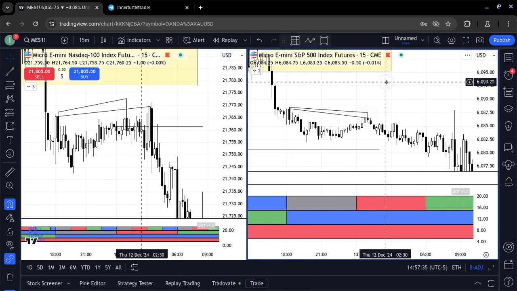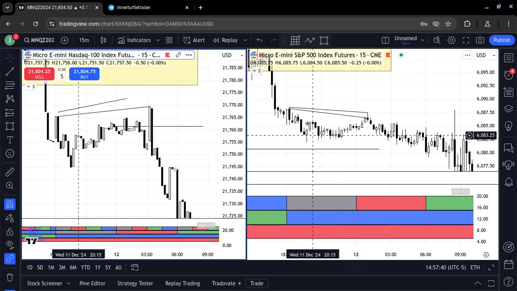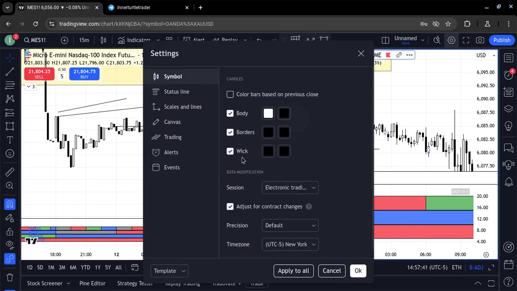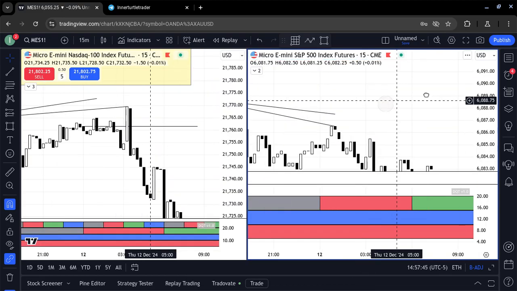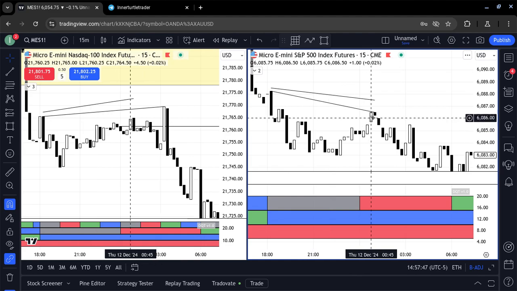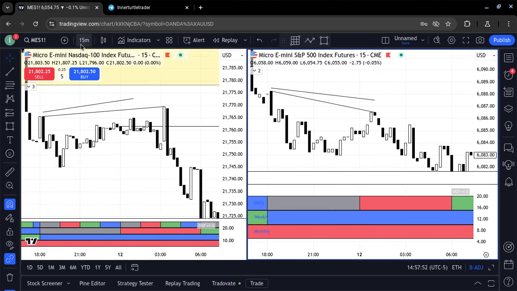And you have the bodies closed above while one had bodies closed below. If I turn the wicks off, why am I repeating this every single time? Because you should know that the body closures are really important as well. And if you are looking for the daily cycles, you should be on the 15-minute time frame.